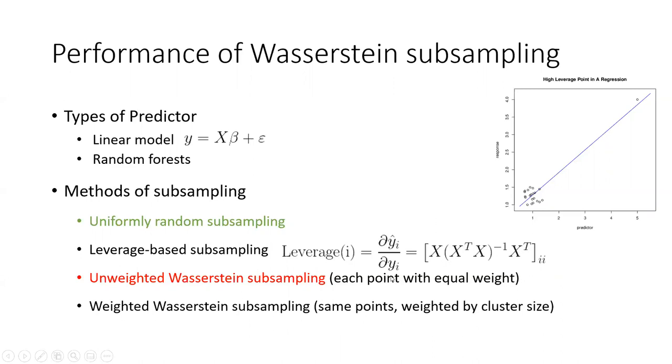For the unweighted one, we mean that each point is equally weighted. These points are found by the k-medoids algorithm. And for the weighted Wasserstein subsampling, we use the same points. However, they're weighted by the cluster size. It's worth stressing that although we use the k-medoids algorithm here, we do not necessarily mean that the data set really has a cluster structure. We only use that method to find the mu xm.